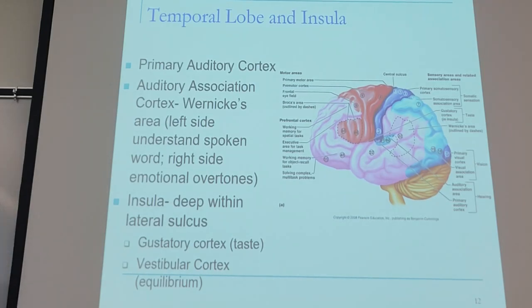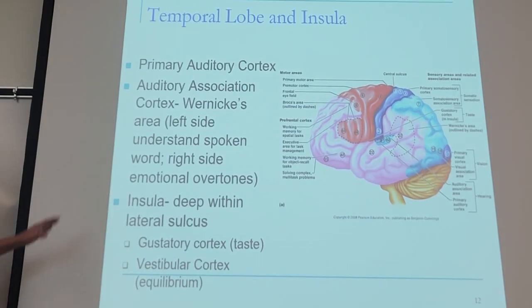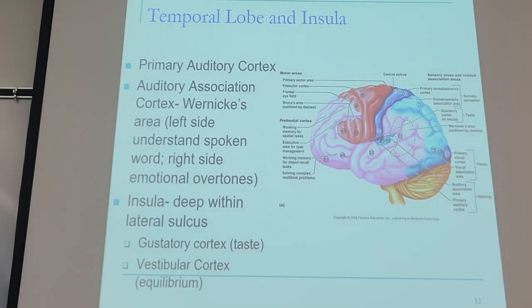So if somebody, for example, had a stroke, or say they had a brain injury, and Wernicke's area was affected, would they still be able to speak? Yes. Would it make sense? No. So they'd be talking gobbledygook to you, but it would make perfect sense to them. And you'd just be like, okay, oh boy.